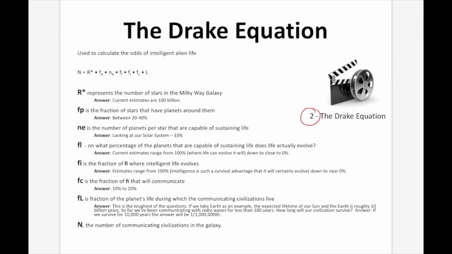So N is the number of communicating civilizations in the galaxy. R represents the number of stars in the Milky Way galaxy. The current estimates are around 100 billion. That's on the low side, because estimates range from 100 billion to 300 billion.